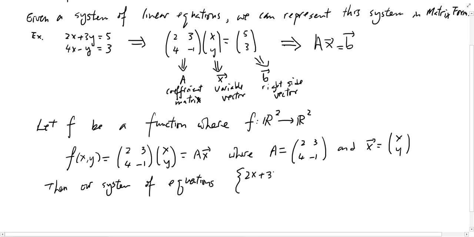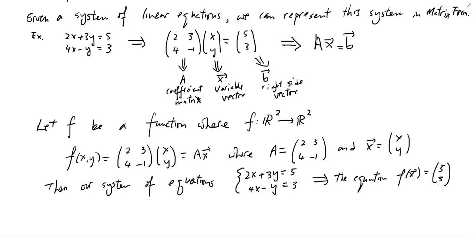A system of two equations, two variables, simply turns into this. Instead of a system, now we have an equation: f of vector x equals (5, 3). So notation-wise it becomes a simpler way to write this equation. And also because now we talk about functions, it might help us by using some of the function concepts that we know.